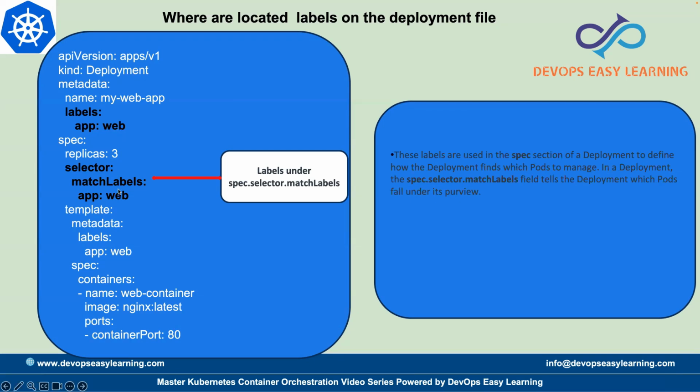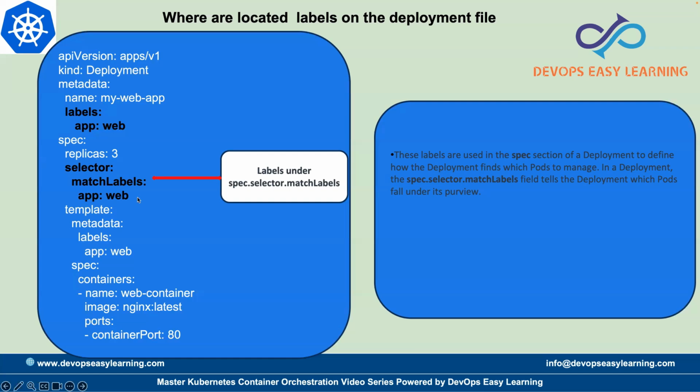That field just tells Kubernetes to check the deployment file, which pods fall under its purview. It tells the deployment file which pods it is managing, meaning pods carrying the label app colon web. So every pod that carries the label app colon web is a pod that you are managing. So the label that we place under matchLabels under the selector, so spec selector matchLabels, the label that goes there is the label that is used for discovery.